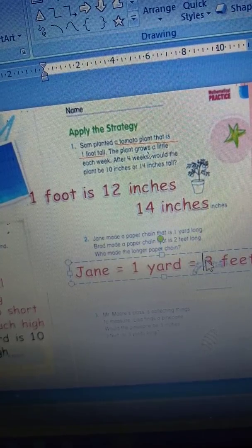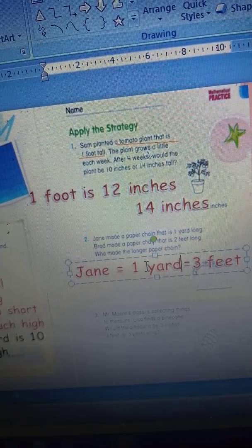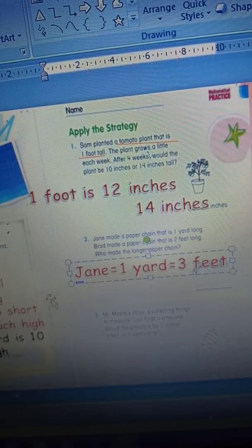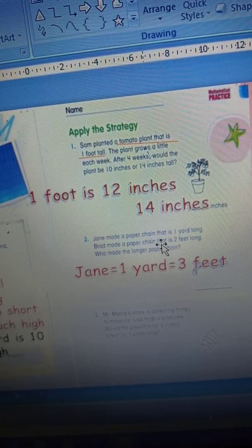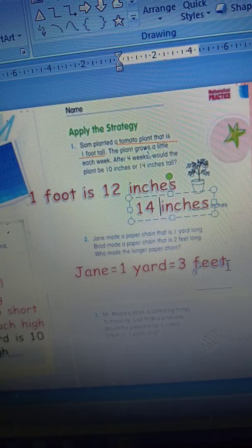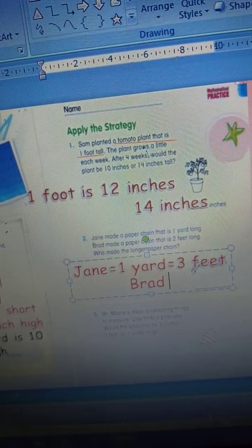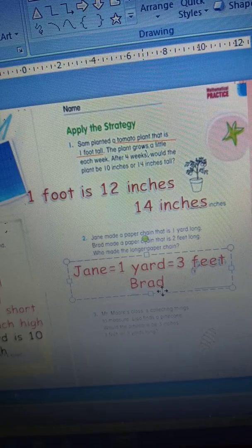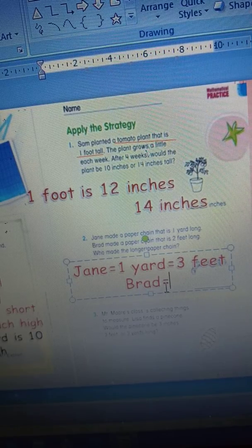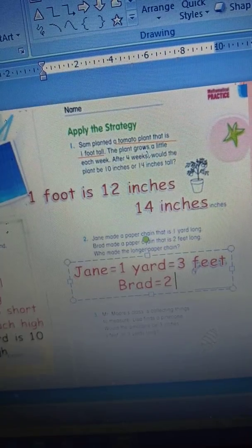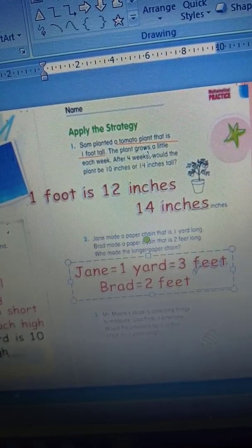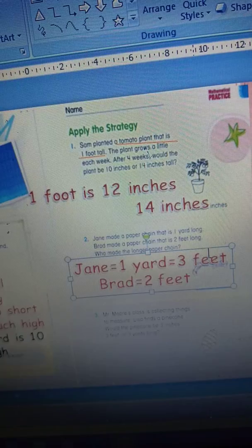So, this is what we know in the problem. So, Jane, the chain is 1 yard long. And 1 yard is 3 feet. Now, for Brad, how many for Brad? Yes, it is already in feet. So, Brad has 2 feet long. Okay? So, this is what we know.